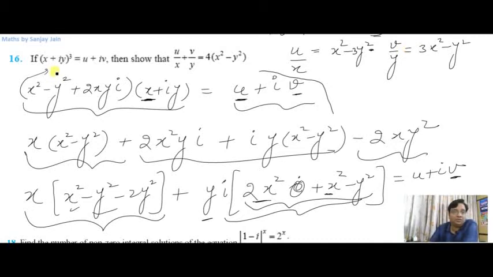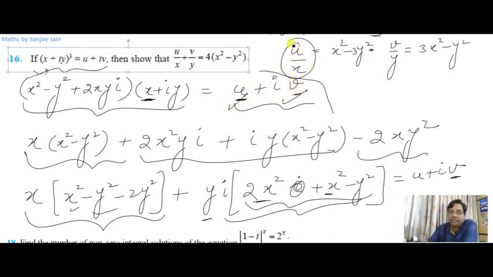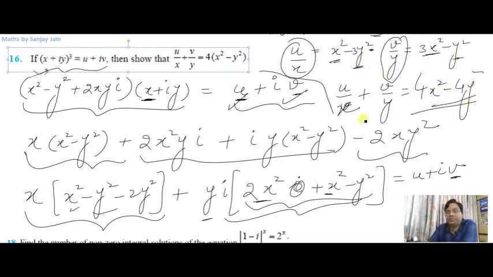What I just want you to do is solve this expression on the left hand side and compare the real part and imaginary parts. Okay, so you will get some expression for u and for v. So I want you to find u by x and v by y. Then I just want you to add them to find the final solution. u by x plus v by y will be equal to 4x squared minus 4y squared. This is what you need. So we have shown what was required.